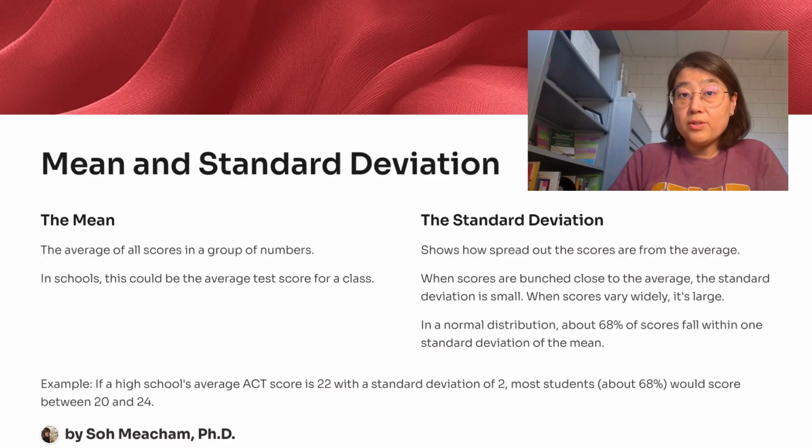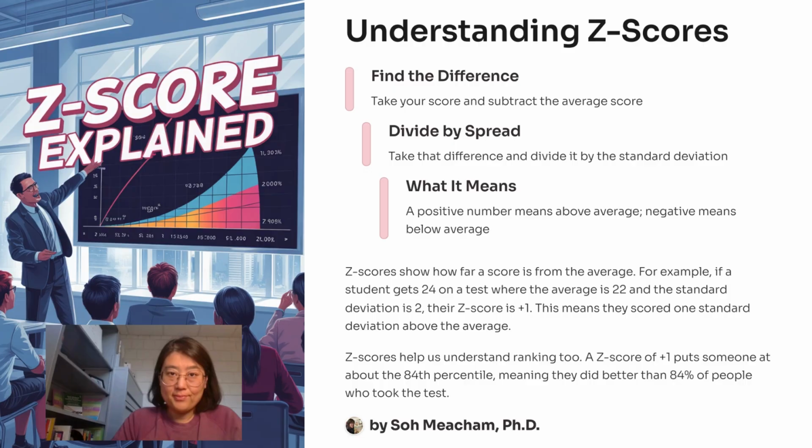Suppose at a local high school, the average ACT score is 22 and the standard deviation is 2. If most students score between 20 and 24, that's one standard deviation above and below the mean. Statistically, in a normal distribution, about 68% of all scores fall within one standard deviation of the mean. That's why these boundaries, mean plus or minus standard deviation, matter so much.